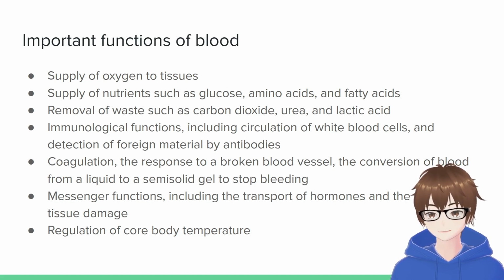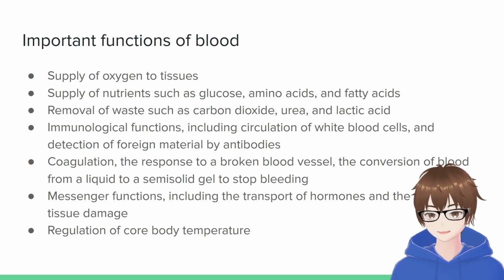So blood, of course, supplies oxygen to the tissues. Then the supply of nutrients such as glucose, amino acids, and fatty acids. Those are the nutrients that it likes to bring to the cells, along with oxygen. And then the removal of waste such as carbon dioxide after they use the oxygen, urea, and lactic acid. Then there are immunological functions that include circulation of white blood cells and detection of foreign matter by antibodies. So these are the things you think of like white blood cells killing germs and whatnot.